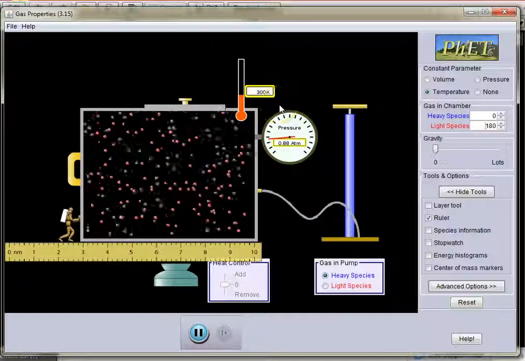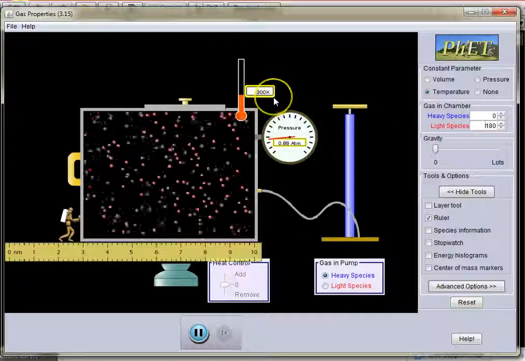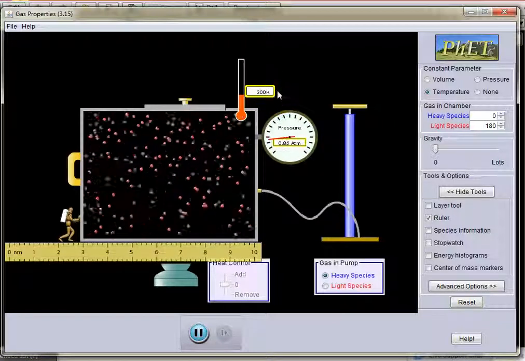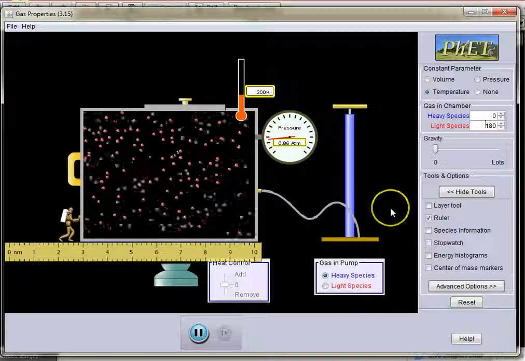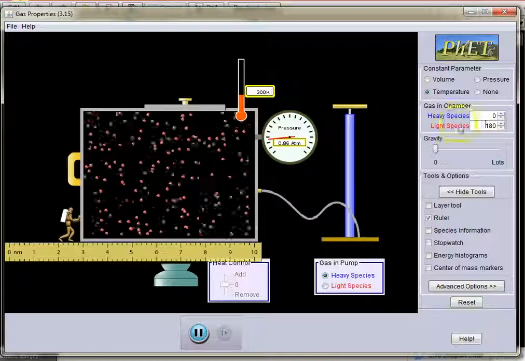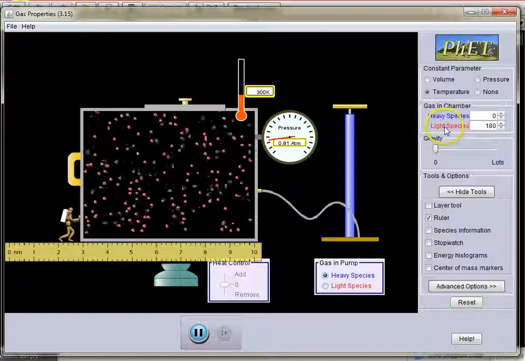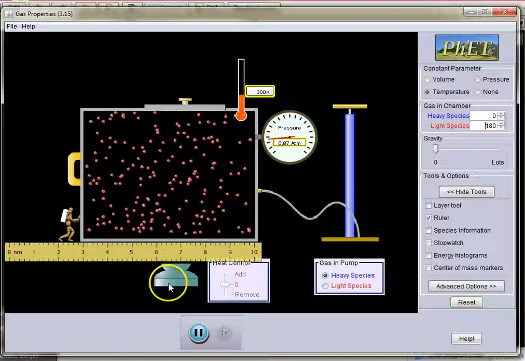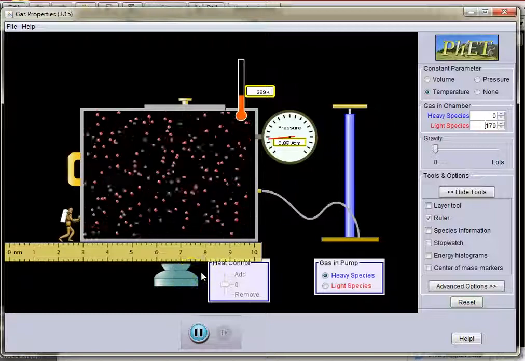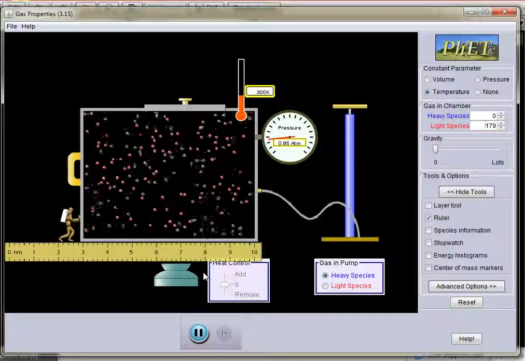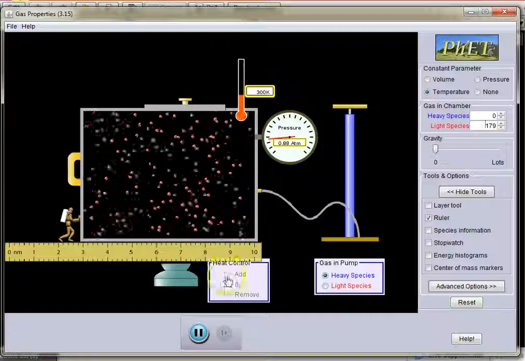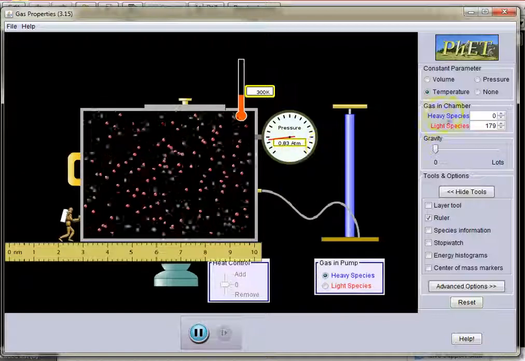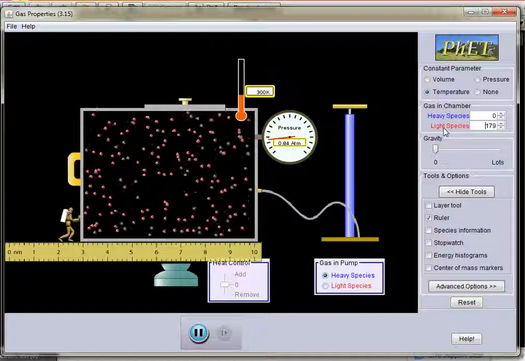The idea is that the ideal gas law tells you these three values are going to be the same for the same number of species. It doesn't tell you which type of species, so they can be different gas molecules, but the law PV = nRT can be applied to any gas. Is that clear? You see that the values are pretty much the same, no matter whether you use light or heavy species.